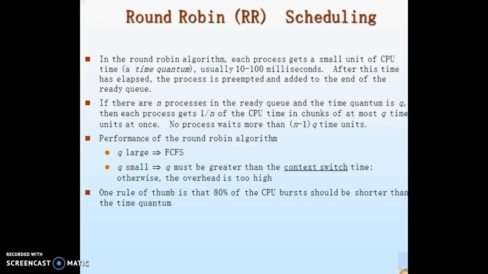Performance of the round robin algorithm: if q is large, it is the same as FCFS. If q is small, q must still be greater than the context switch time, otherwise the overhead is too high. One rule of thumb is that 80% of the CPU bursts should be shorter than the time quantum.